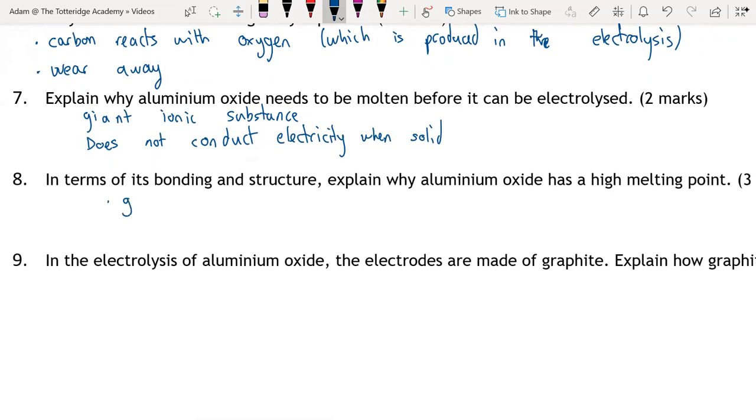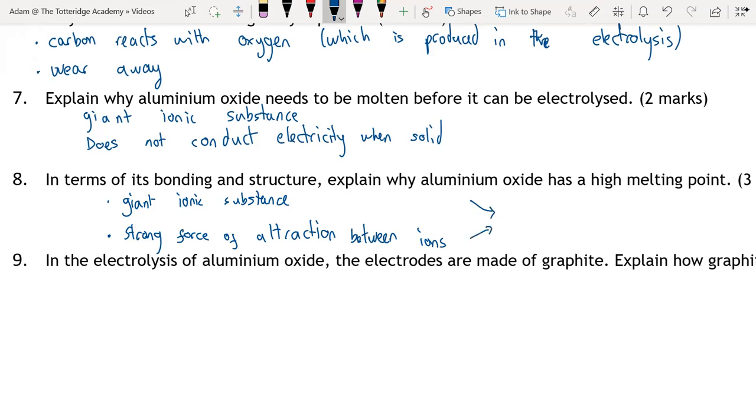In terms of bonding and structure, why does aluminium oxide have a high melting point? So point one, again, giant ionic substance. You have a strong force of attraction between the ions, and the best answers will say things like between positive and negative ions. And then this leads to lots of energy required to break. So if you want to overcome those forces, you need to put in quite a lot of energy in order to do so.